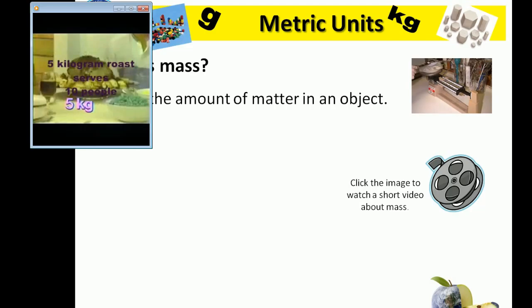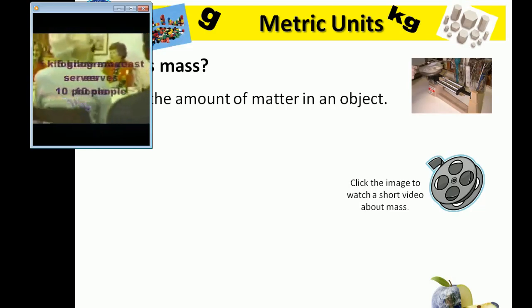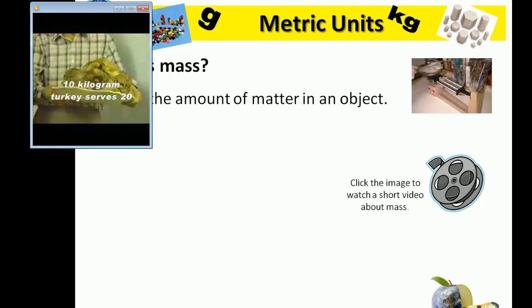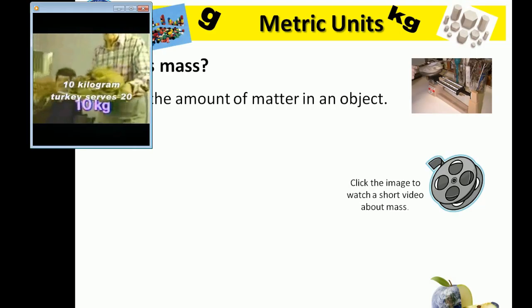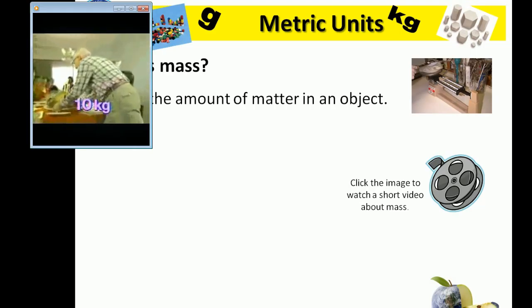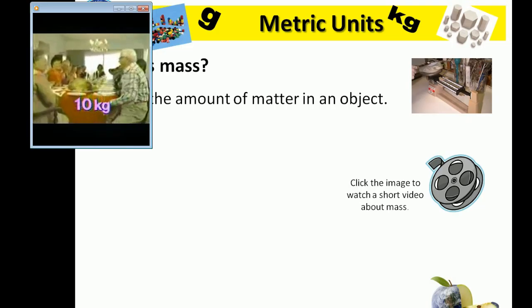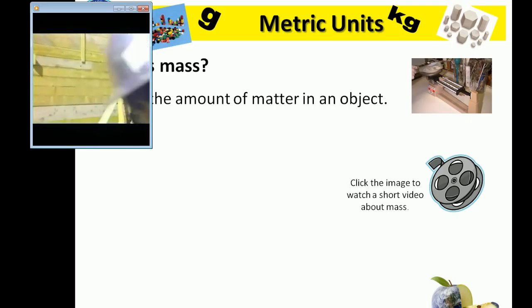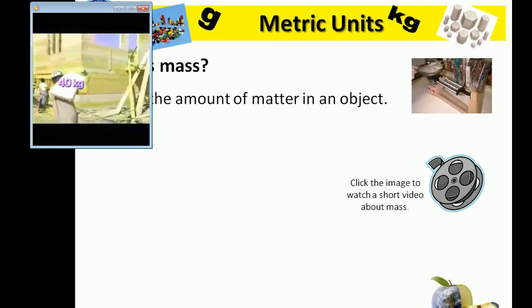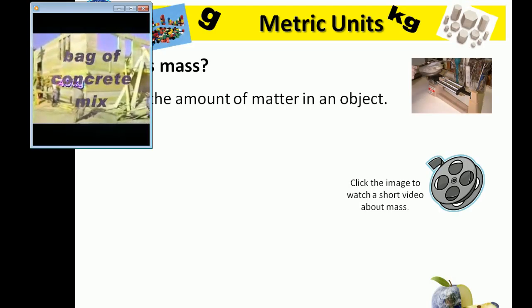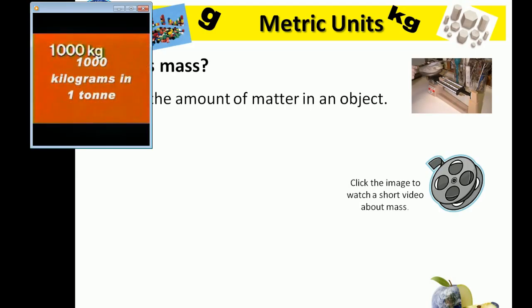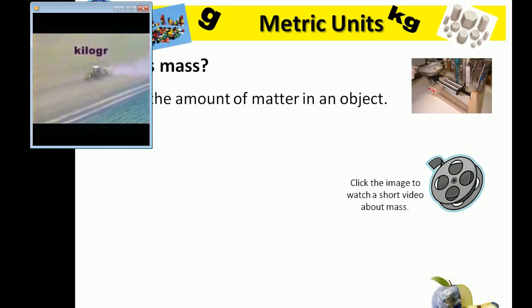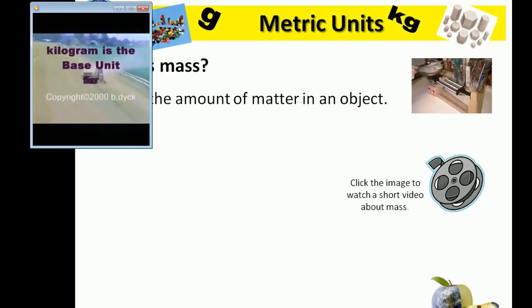This 5-kilogram roast can easily serve over 10 or 12 people. Whereas a 10-kilogram turkey should serve about 20 happy appetites. Kilograms can be very heavy. 40 kilograms requires a strong back to carry. But 1,000 kilograms is 1 ton. At home, around the world, the kilogram is the base unit for mass.